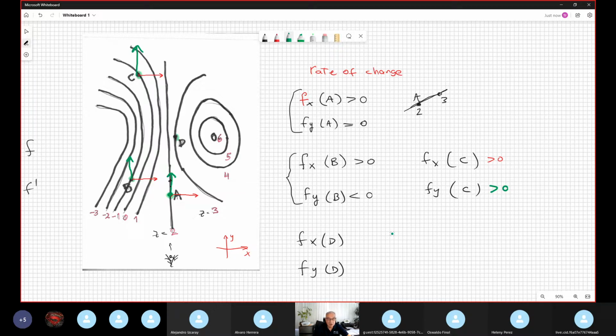And what about D? Well, D, I have no idea. D is in this direction, E in this direction. It's the classical direction, X and Y direction. And this direction is positive, I guess. It's positive, yeah. Look, we are at level 3, and we move into level 4, 5. So you go to the peak of the hill, right?